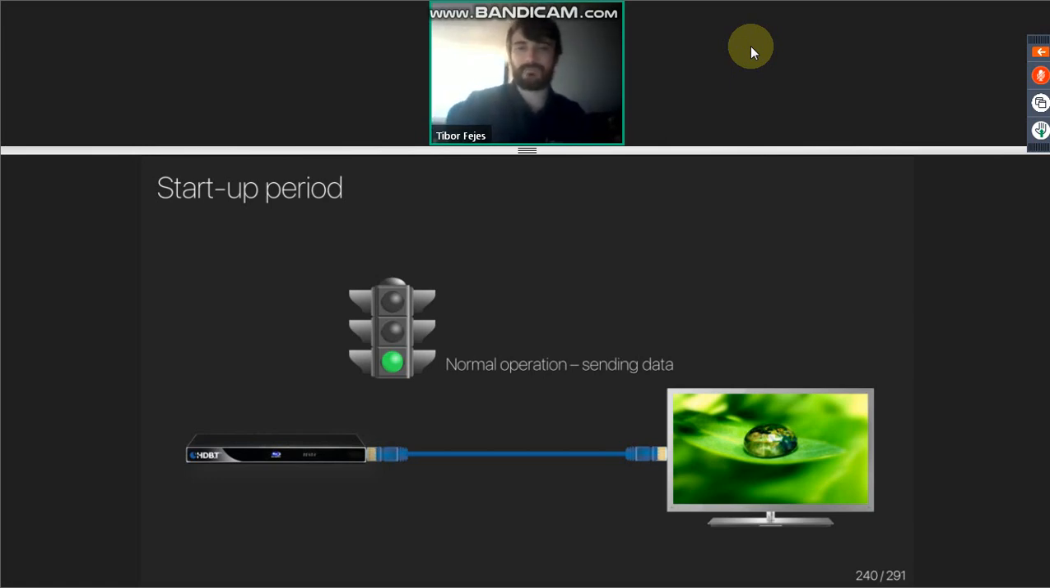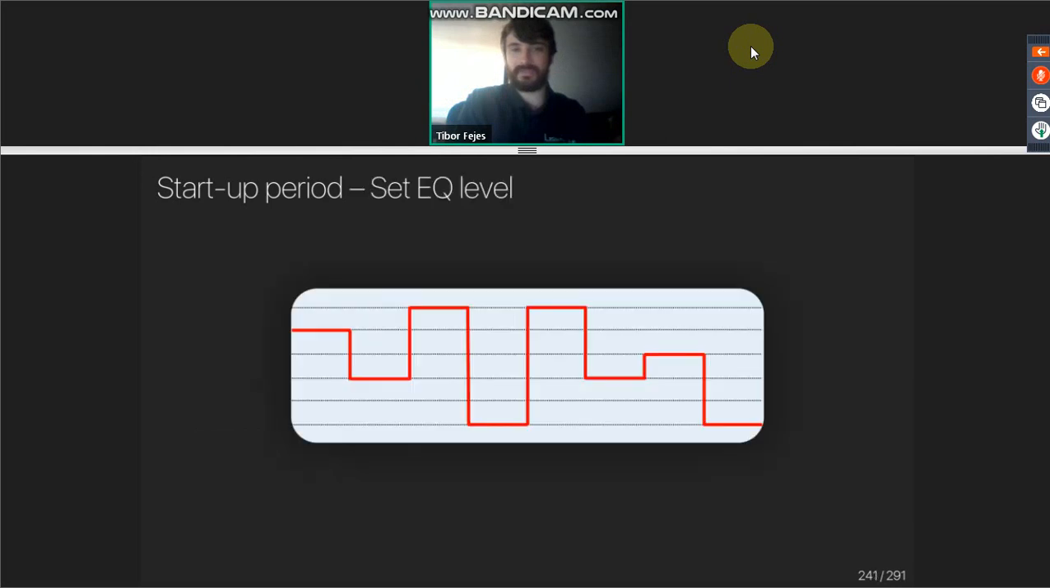So this training pattern and this training part is very key for HDBaseT, and we'll see it's also something that happens in DisplayPort. And there's several things happening during this time. So one of the things is that it sets up the EQ level. The training pattern is predefined, and so what is received can be compared to the known original transmission, and so the EQ can be adjusted until it gets as close as possible to the original pattern.